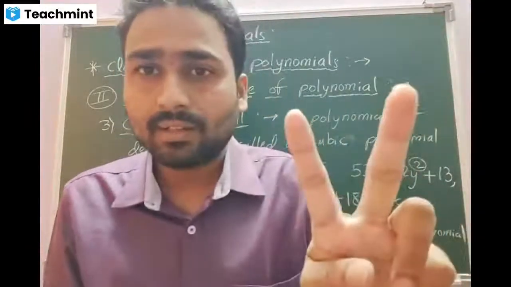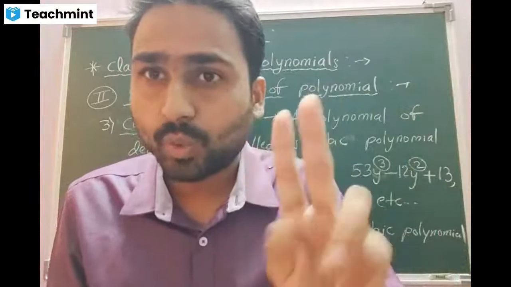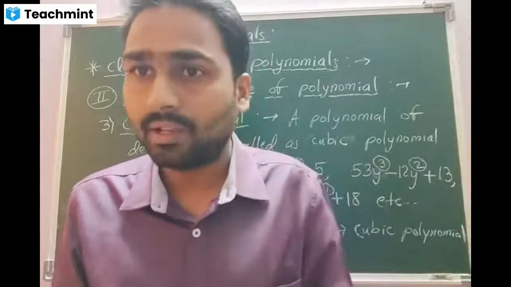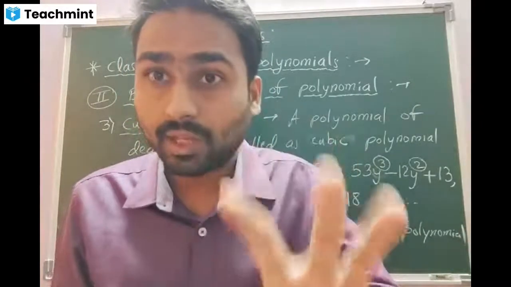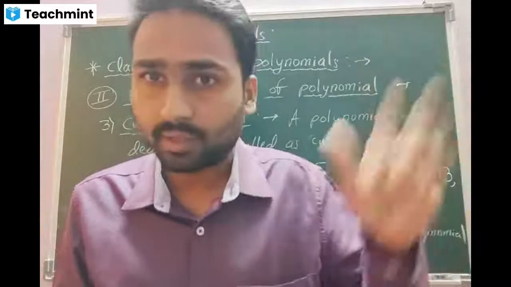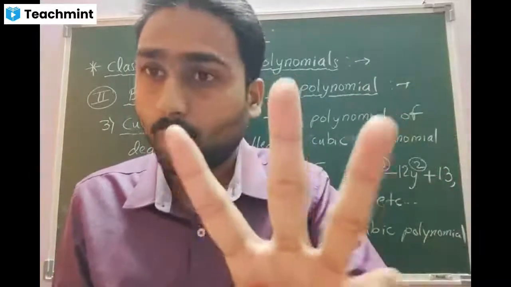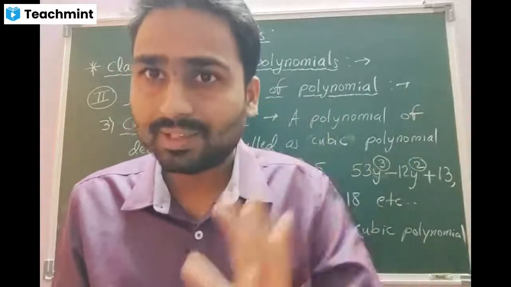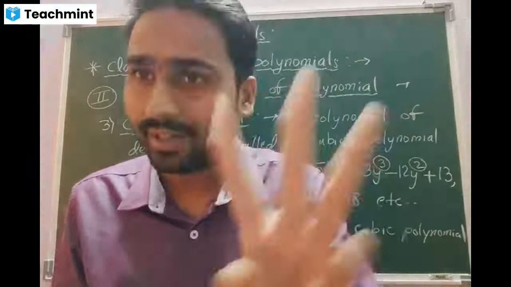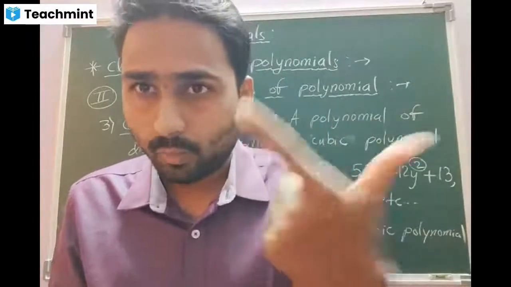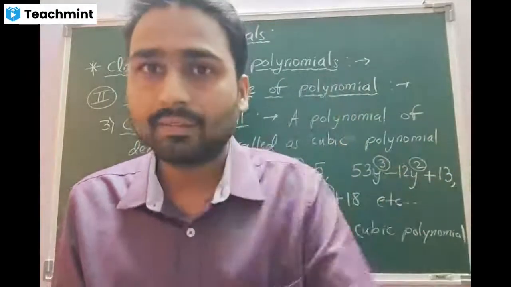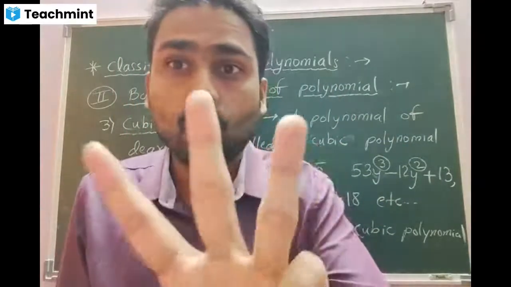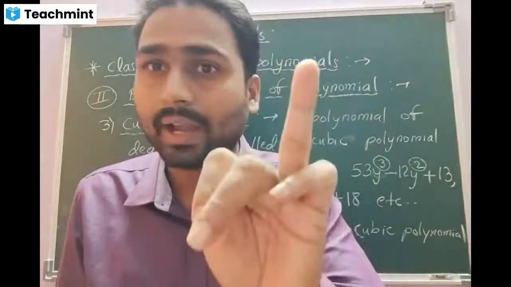Students, as I said, the polynomials are classified based on two categories. Number one, based on the number of terms involved in the polynomial. Number two, based on the degree of a particular polynomial. In the first case, we have three varieties: monomial, binomial, trinomial. Similarly, in the second case also, we have three varieties: linear, quadratic, and cubic. Is that clear, beta?